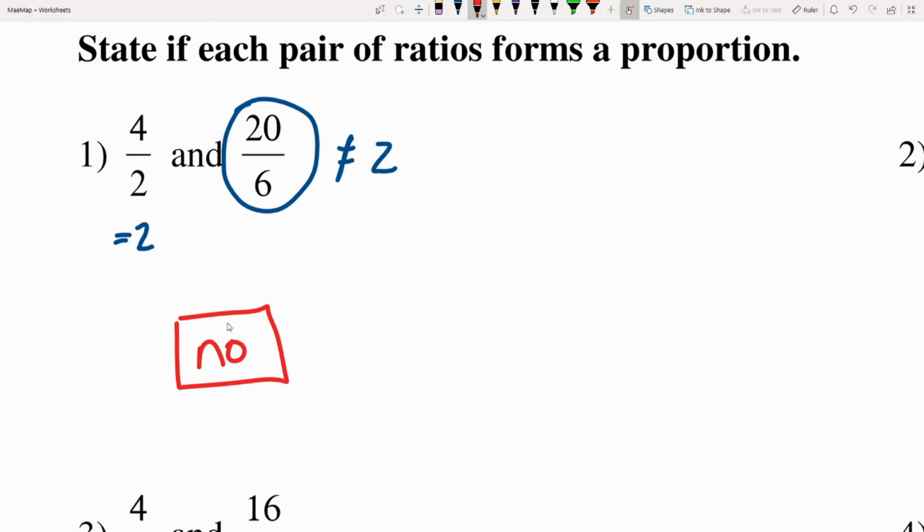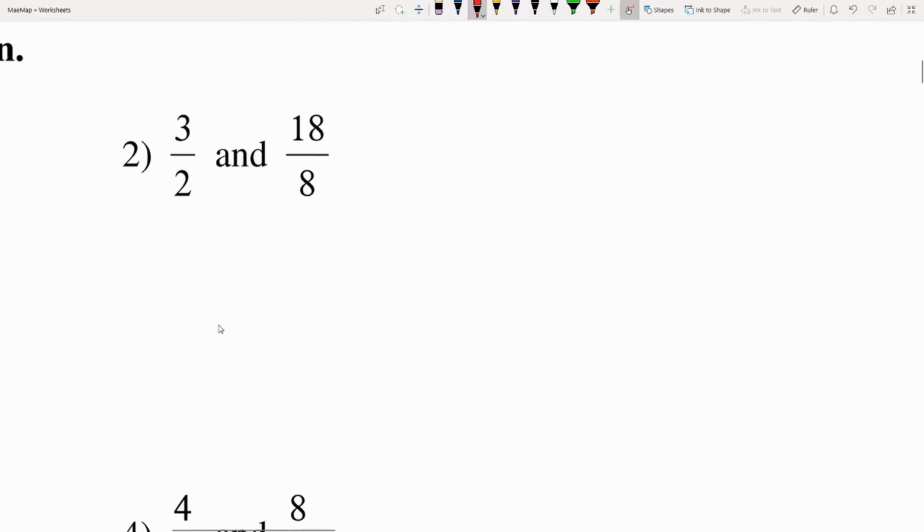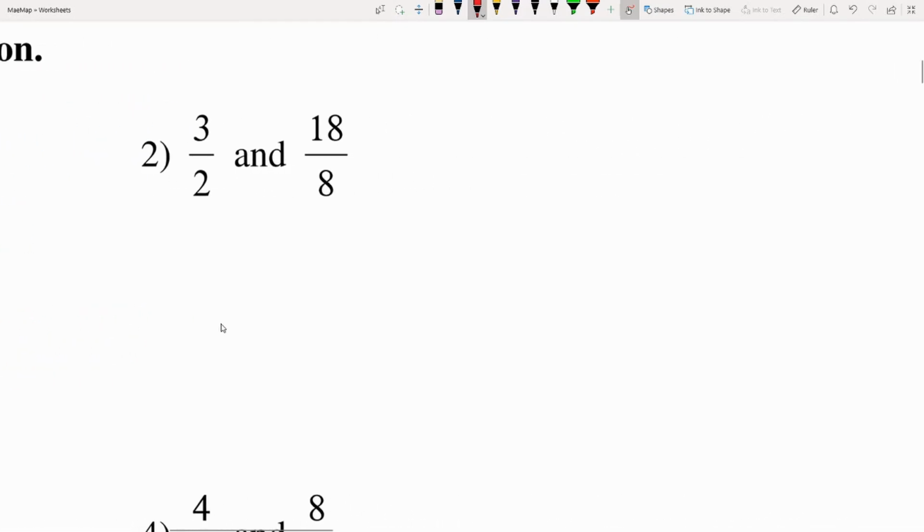Let's move on to number 2. In number 2, we have 3 halves and 18/8. So we have to ask ourselves, are those equivalent? So 3 halves, that's equal to 1.5. Well, is 18/8 equal to 1.5? That's a little bit hard to think about. So let me show you another trick for figuring out if these are equivalent.